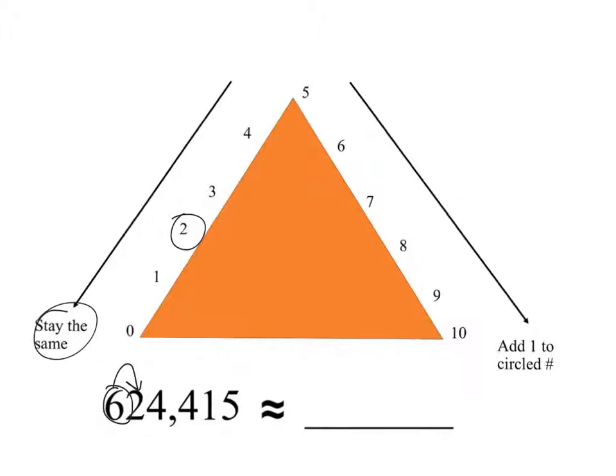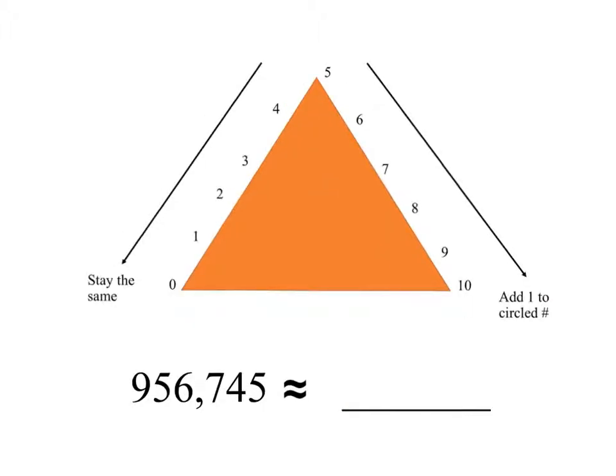So what happens there? Well, my 6 actually stays the same. It becomes a 6. Everything else after it becomes a 0. And look how I write them right underneath the place value, so I don't miss any place values or any digits that are in there. And then I simply rewrite it. So here, for rounding to the nearest 100,000s, I can say 624,415 is close to, is about, or is approximately 600,000.